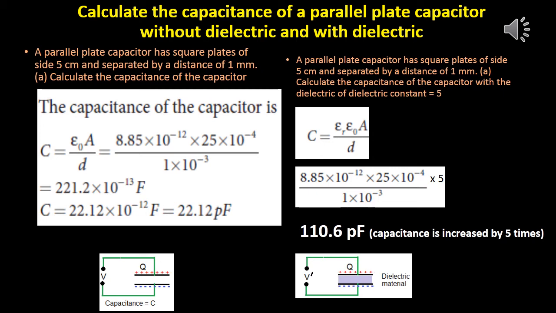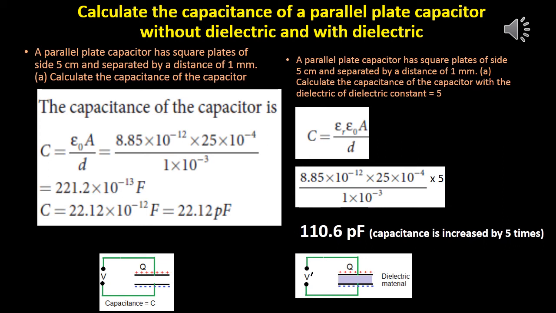Now, within the same plates, I am going to introduce a dielectric. I am going to place a dielectric whose dielectric constant is given. The value is 5. It does not have any unit. See the slight change in the formula. C is equal to epsilon r epsilon naught A divided by D. Substitute all the values. Finally, you will get the value 110.6 picofarad.